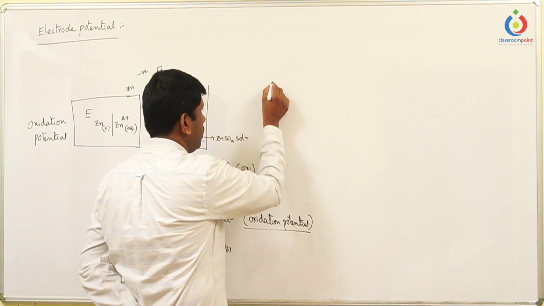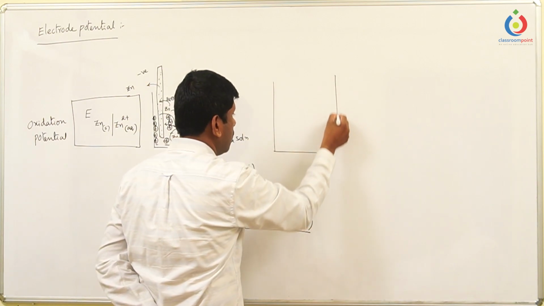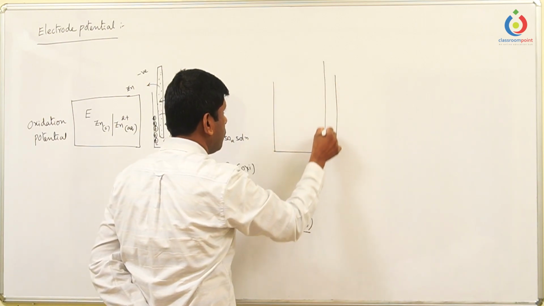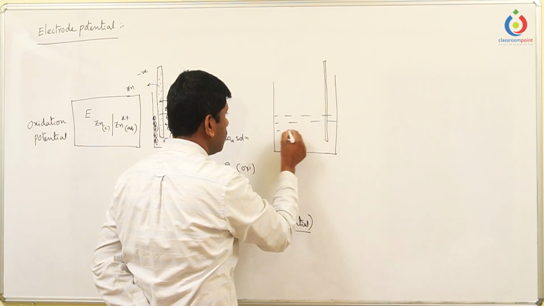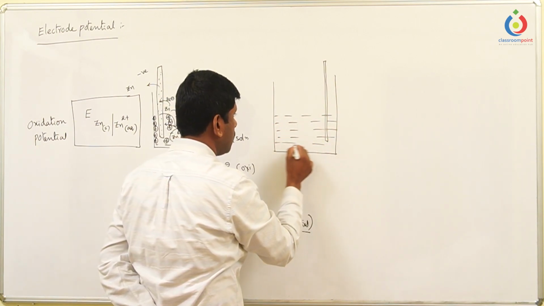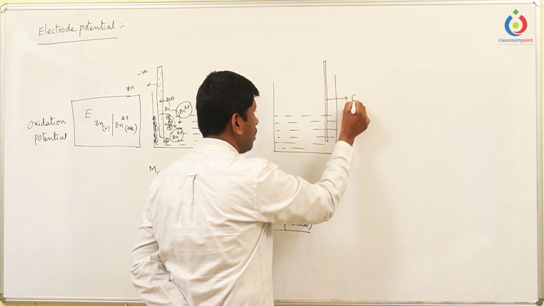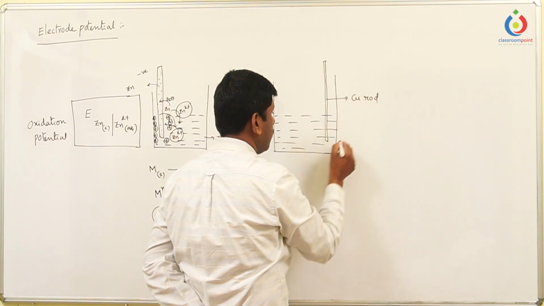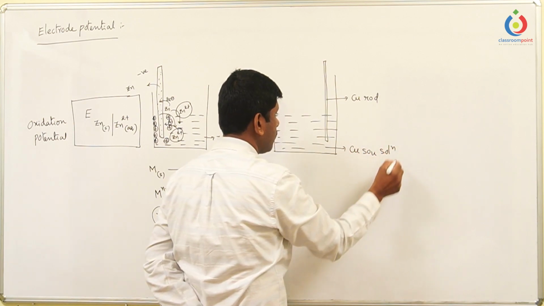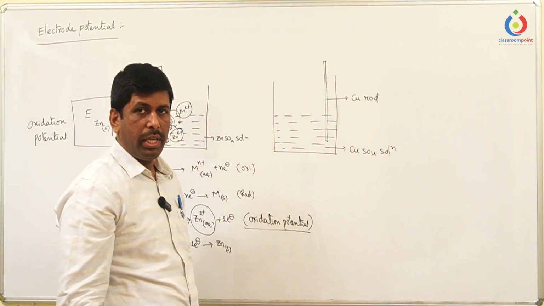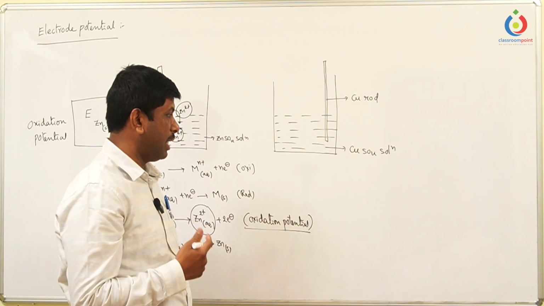Now let us take another metal rod in the opposite electrode. Here I am taking the copper rod, dipped in the copper sulfate solution. Here also two opposing reactions take place.